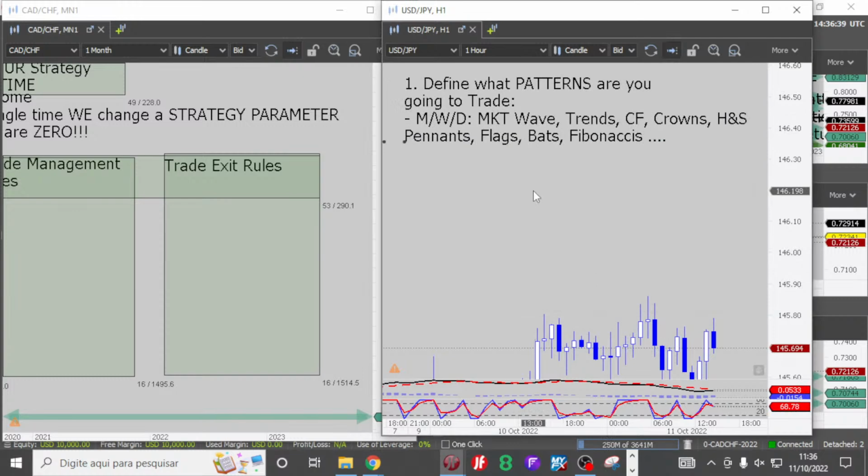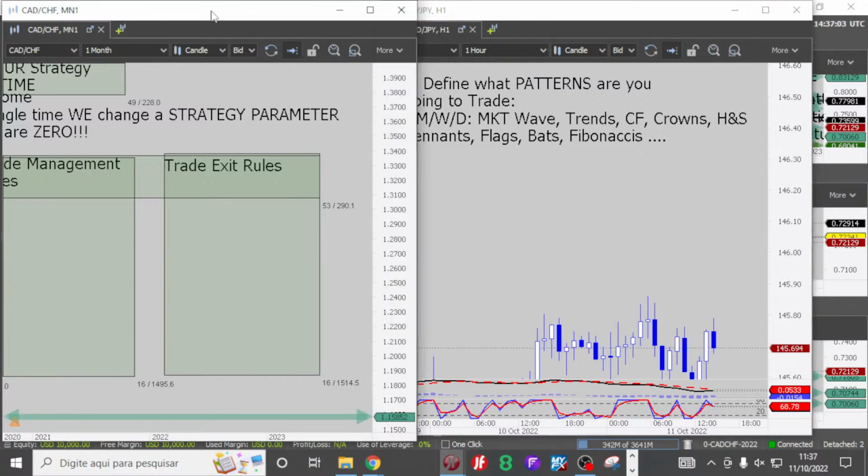Okay everybody, type in the chat what patterns you are going to trade. I want to hear from you everybody. Type in the chat what patterns you are trading. Market wave, trends, candlestick formations, crowns, head and shoulders, pennants, flags.